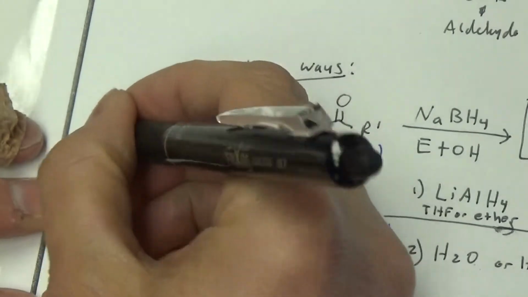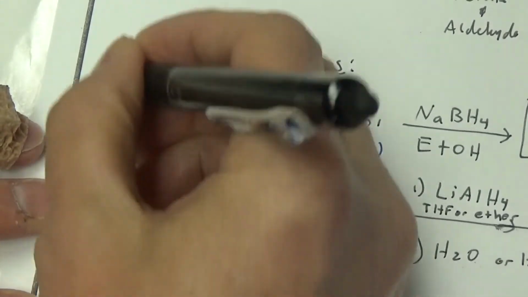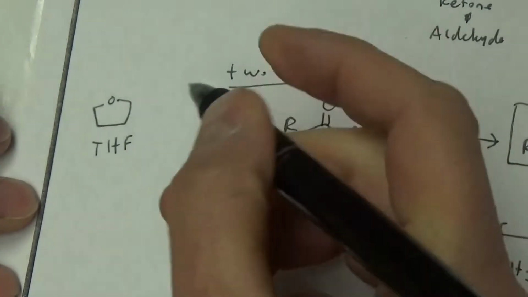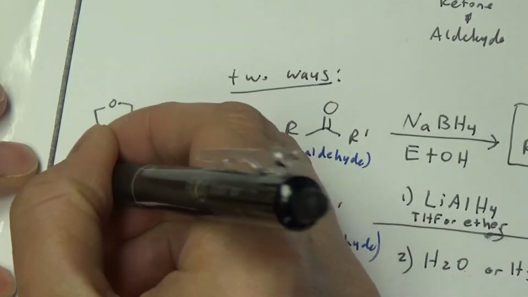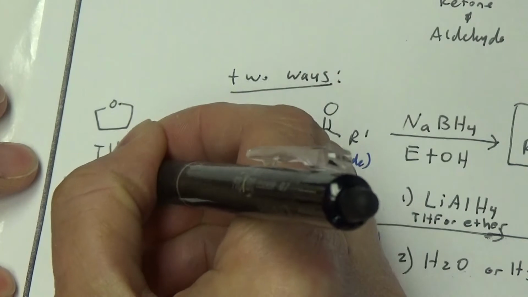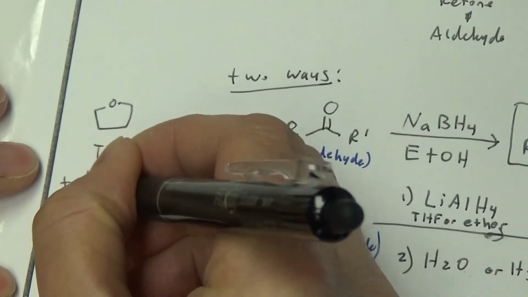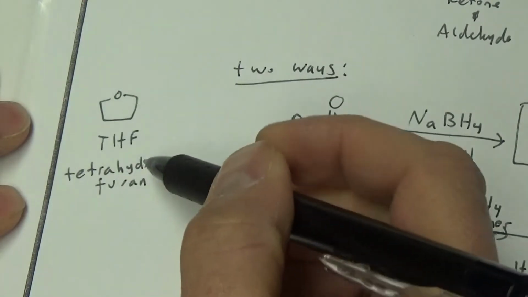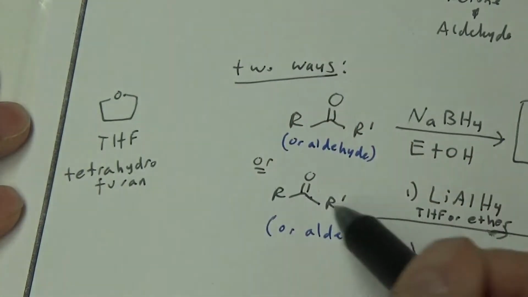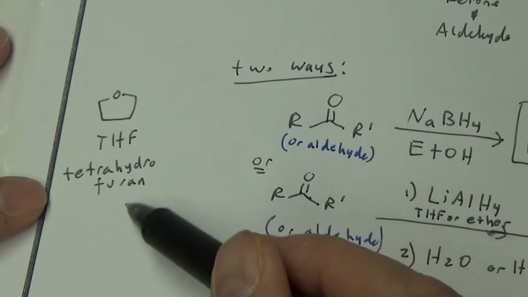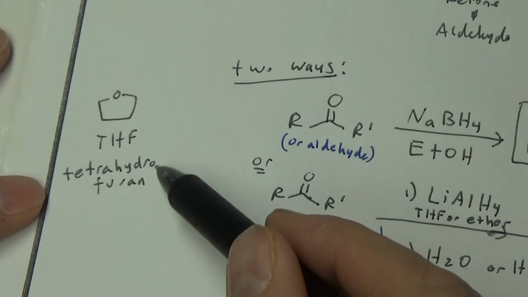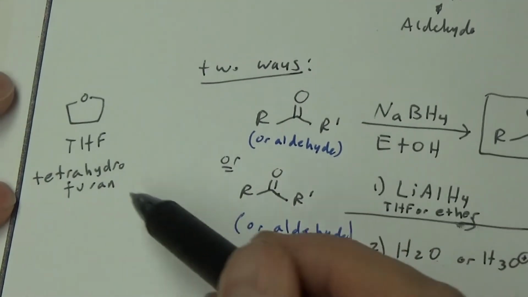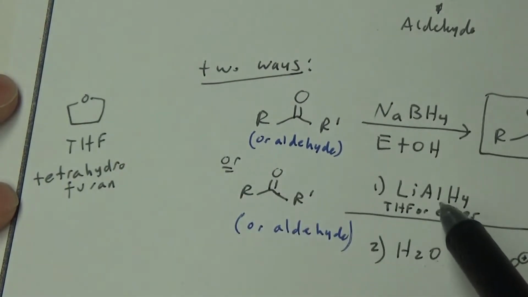THF, what's THF? It's this. It's just a 5-member ring with oxygen. It's also called tetrahydrofuran. It's a cyclic ether. Ethers are really, really stable to reactivity, so it's a nice stable inert solvent. It doesn't react with the hydride.